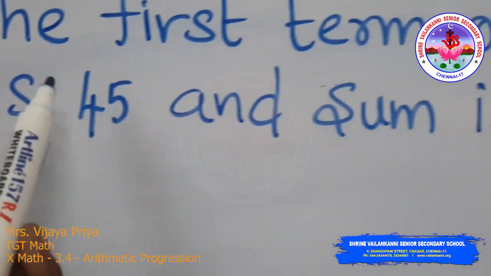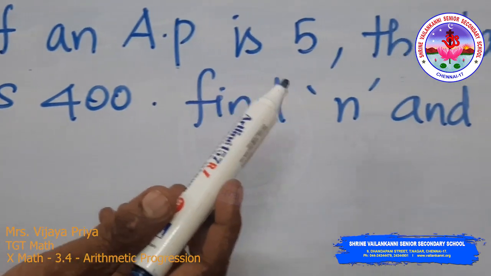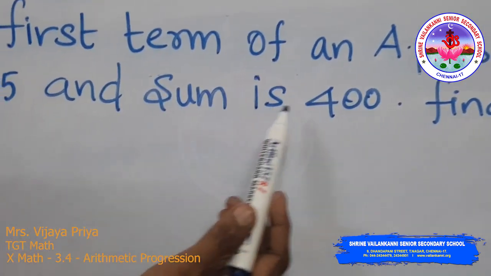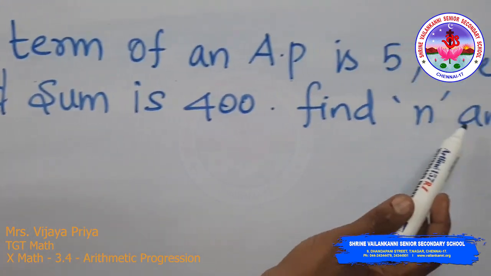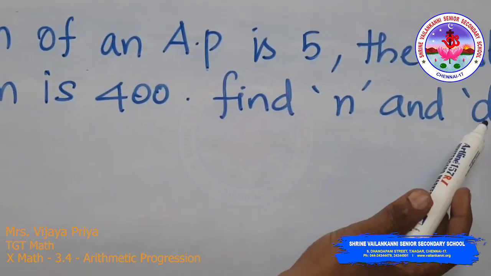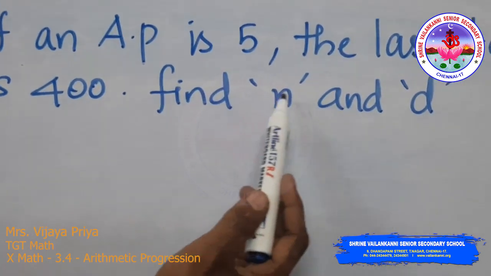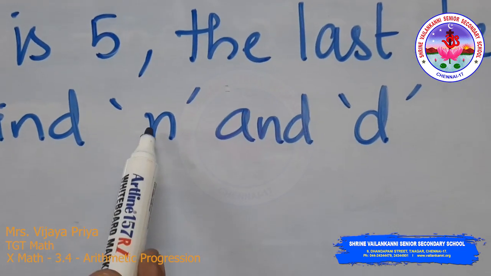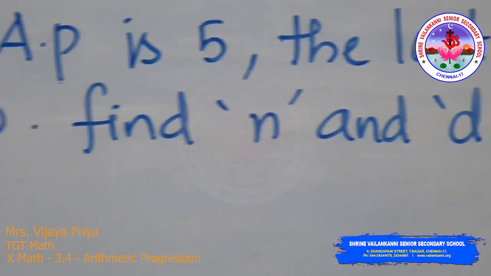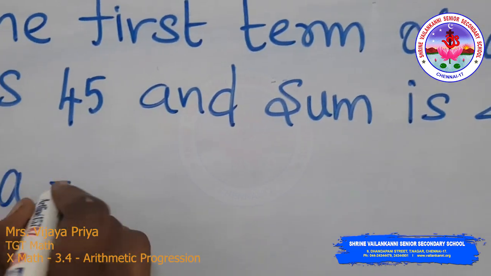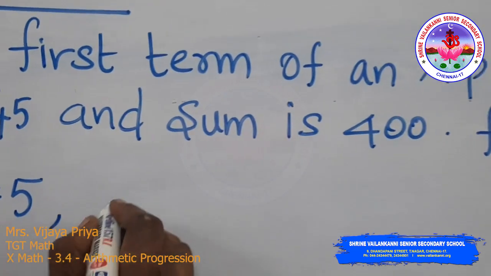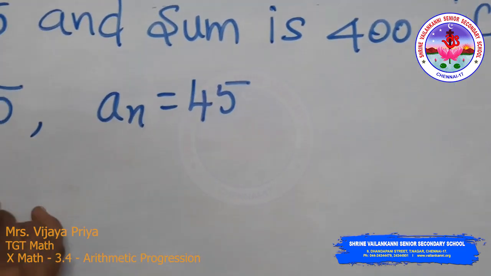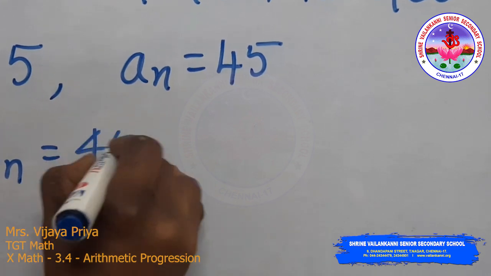Fifth problem. The first term of an AP is 5, the last term is 45 and its sum is 400. Find n and d. Since d is not known here, we cannot find n through my an. So I am using my Sn to find my n here. So according to the problem, he has given the first term as 5, the last term an is equal to 45, and he has given Sn is equal to 400.